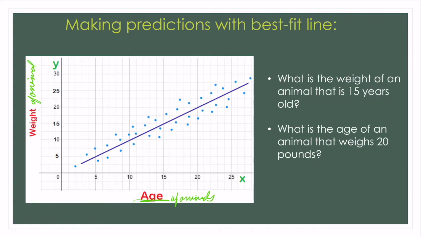If I go to an animal that's 15 years old and I go up to our best fit line, that tells me that an animal of 15 years would weigh about 15 pounds. What is the age of an animal that weighs 20 pounds? So I go to 20 pounds weight and I go over and over. Here we go. That corresponds with an age of 20 years. Not the most fun example, I know.